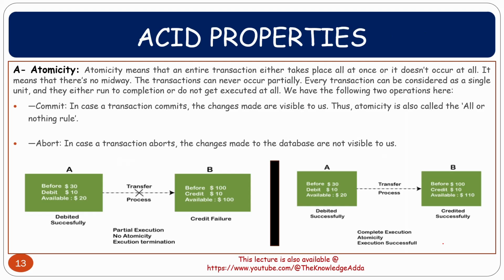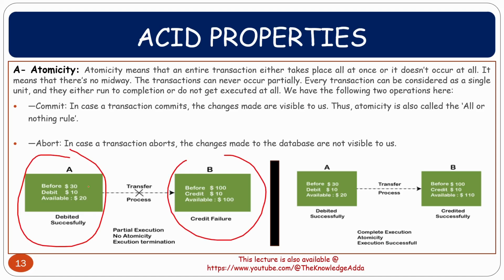One is commit. In case of transaction commit, the changes made are visible to us. Thus, atomicity is also called the all or nothing rule. Abort: in case of transaction abort, the changes made to the database are not visible to us. So here you can see this simple example.